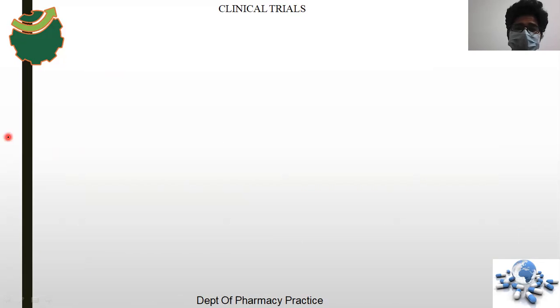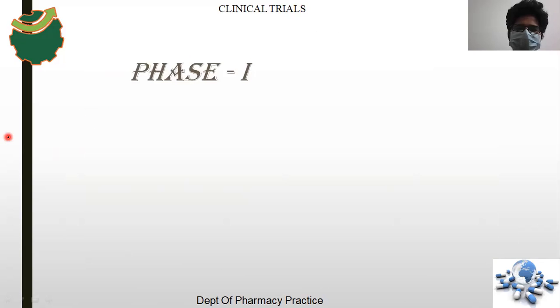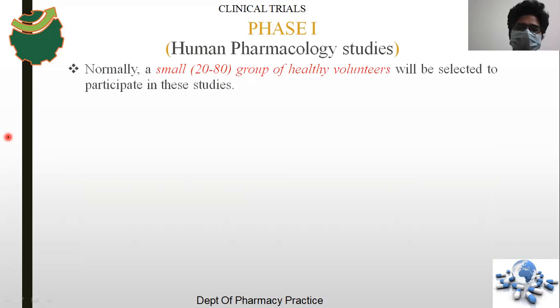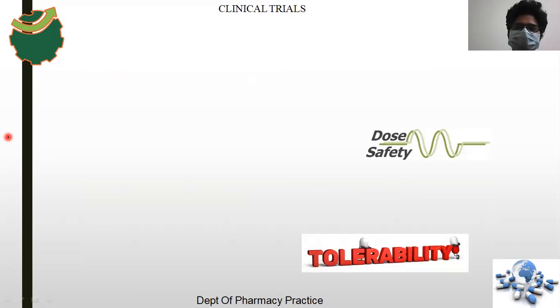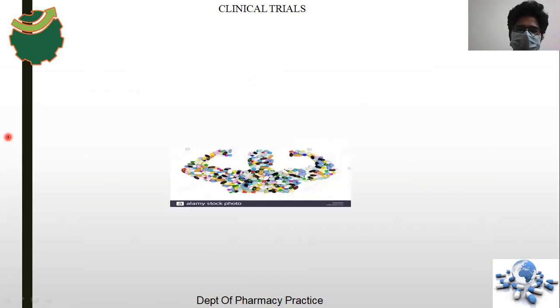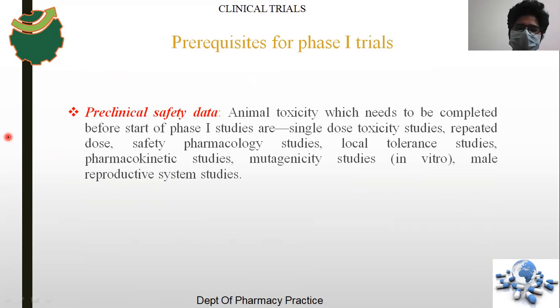Next, we have seen this also. We have completed this. Yes, we were here. So, phase one clinical trials. In phase one of clinical trials, we have discussed what we are going to do in phase one and the objectives of it, like safety, dose, tolerability, PK and PD of the drug, and prerequisites for phase one.